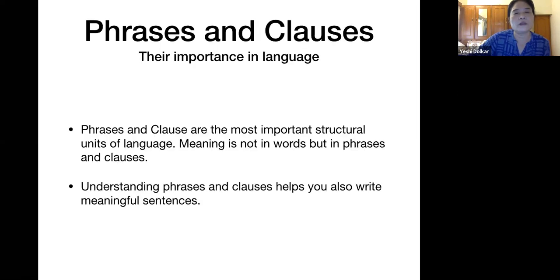All right. Okay. Now, why is it important to understand phrases and clauses? All right. So why is it so important to learn that? It's because phrases and clauses are the most important structural units of a language. The unit of a sentence is not a word.